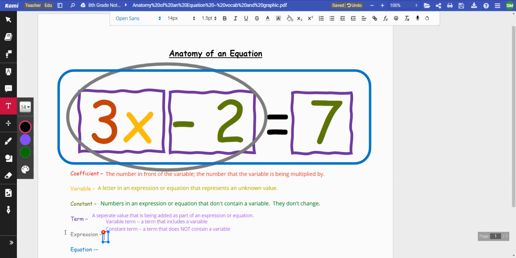Okay, an expression, and I've got gray here, but when I use the gray option here, you couldn't read it. So I'm going to type with black here. An expression is a collection of terms that does not include an equal sign. Does not include an equal sign as an expression. So one side of this equation, all this stuff up to the equal sign, is an expression, 3x minus 2.